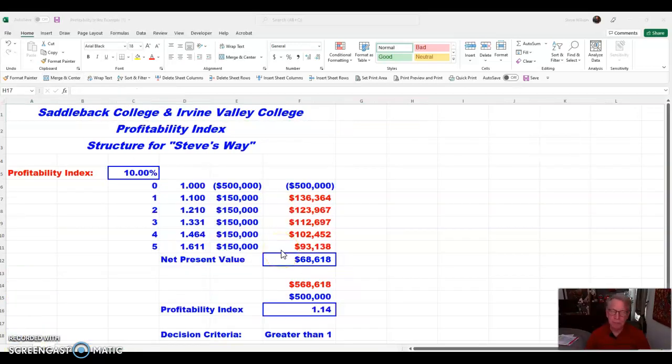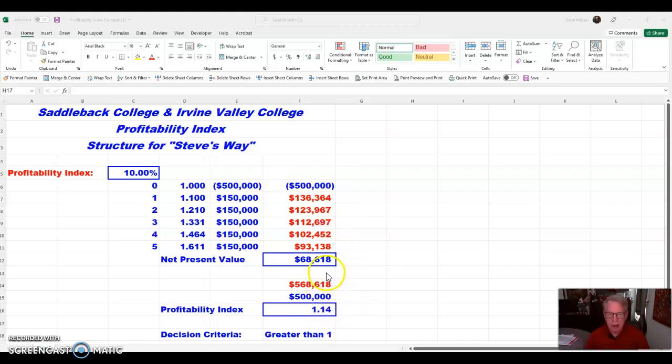Okay, in this file, we're going to take a look at Profitability Index. I went through it quickly in the Steve's way template, but again, here's our same numbers, our same discount rates, our same factors, and you'll see this one's a little bit better illustrating that we have cash out here of $500,000, and then our discounted cash flow in the red numbers here. So I add all these red numbers together and I get 568,618, and our cash out was 500,000.